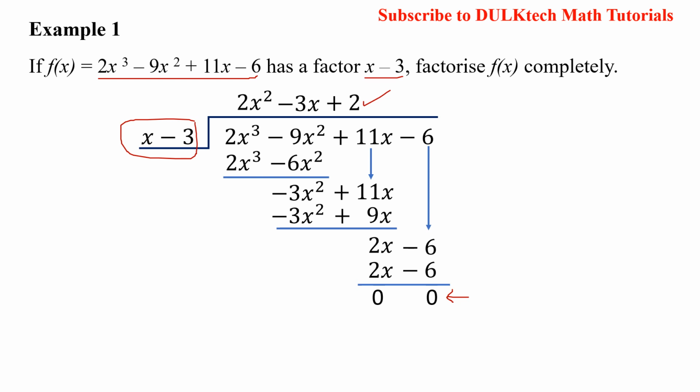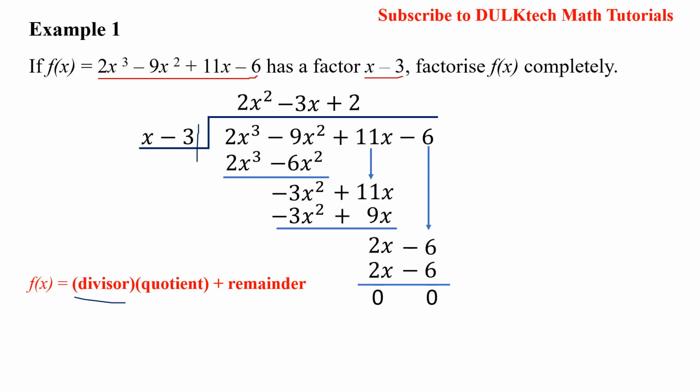Right, so since we know very well that f of x is equal to the divisor by the quotient plus the remainder, we can write it this way. We can write f of x is equal to the divisor. In this case, our divisor is x minus 3, by the quotient, and in this case our quotient is 2x squared minus 3x plus 2 plus the remainder. In this case our remainder is 0.